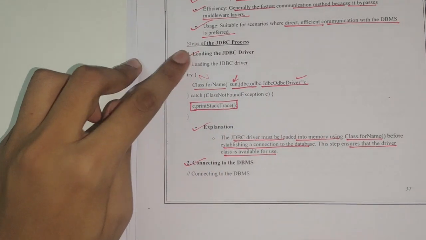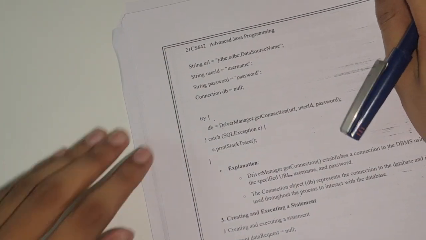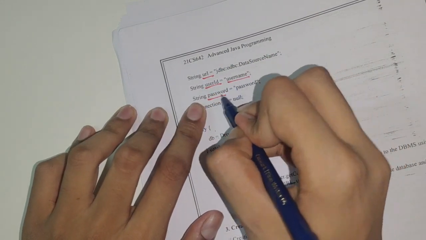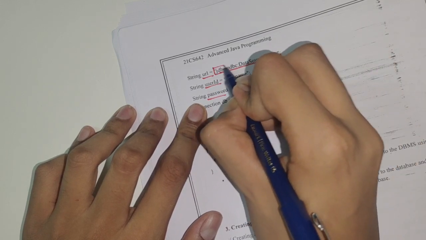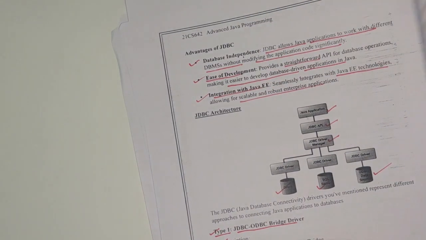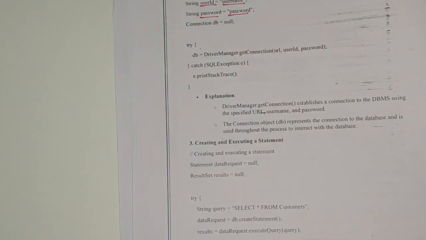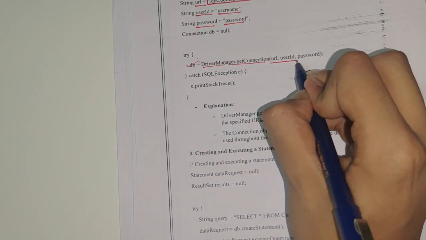Next, once you load the driver, you have to connect it to the DBMS. Now let's see how you connect. For connecting to the DBMS, you need three parameters. First is the URL, next is the user ID, and next is the password. Here we have passed the URL of the JDBC driver. So these three parameters we need. Now: try DriverManager.getConnection(URL, userID, password).